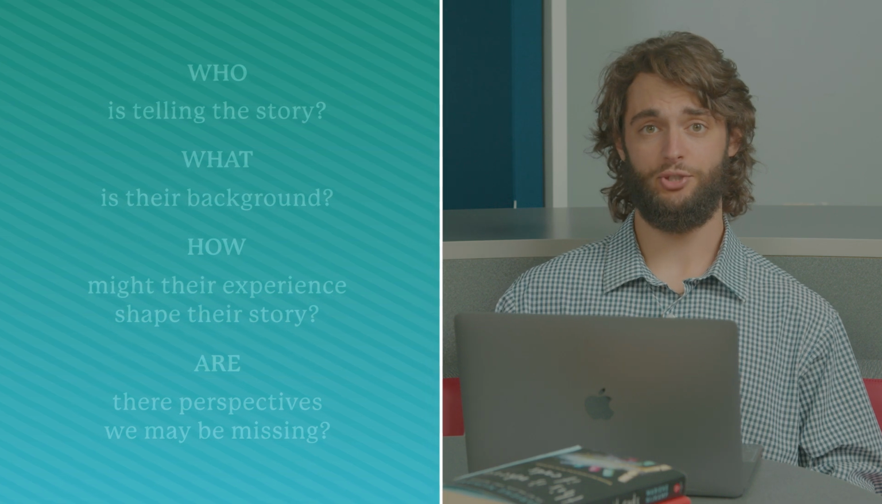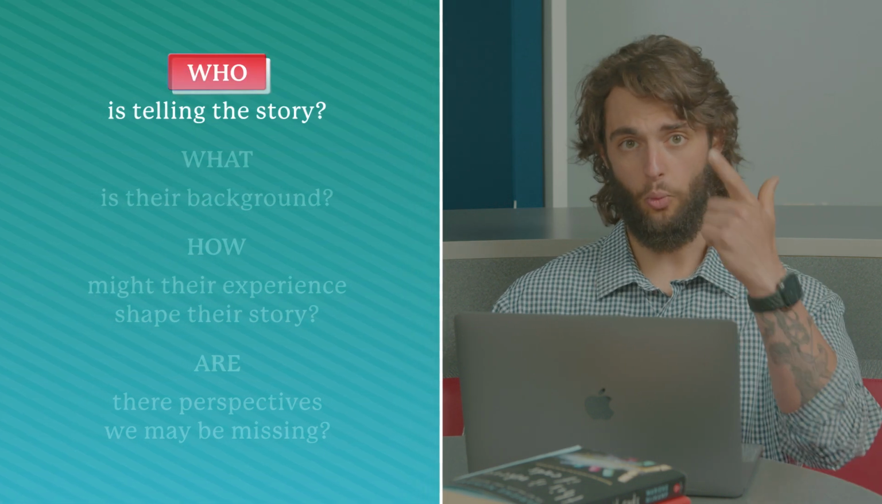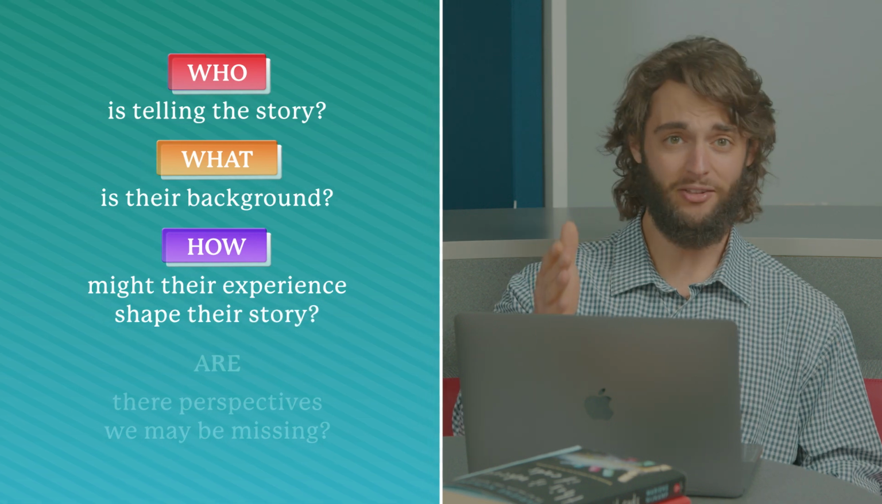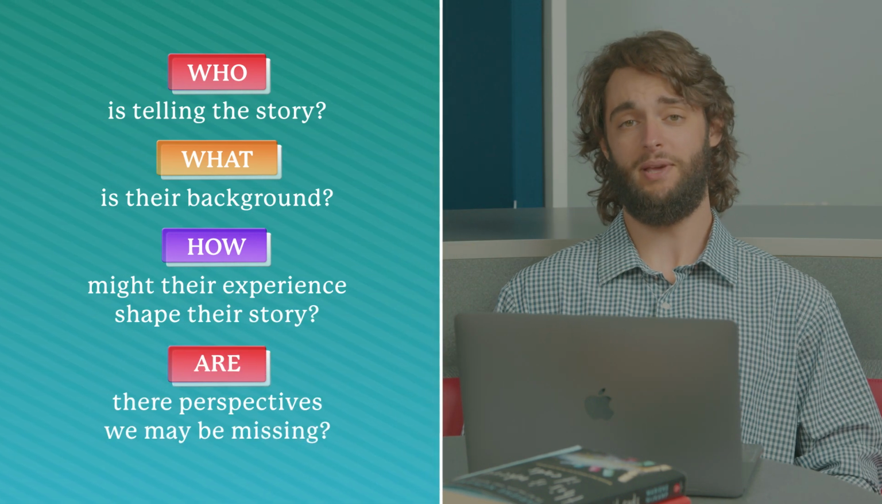So, in your analysis, you should be looking for who is telling the story, what is their background, and how might their experience shape the story. And finally, are there any perspectives that we may even be missing? That's right. And in your writing, you can use this awareness to strengthen your arguments. If you understand perspective and bias, you can make your message clear and credible.